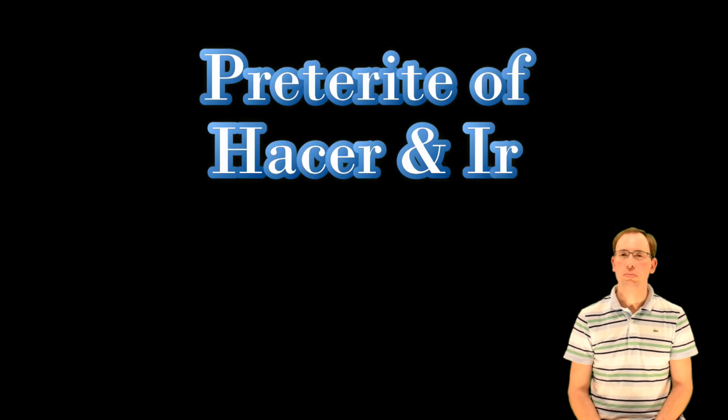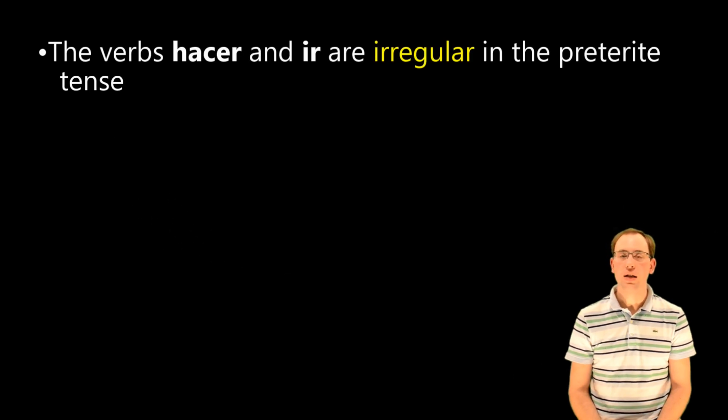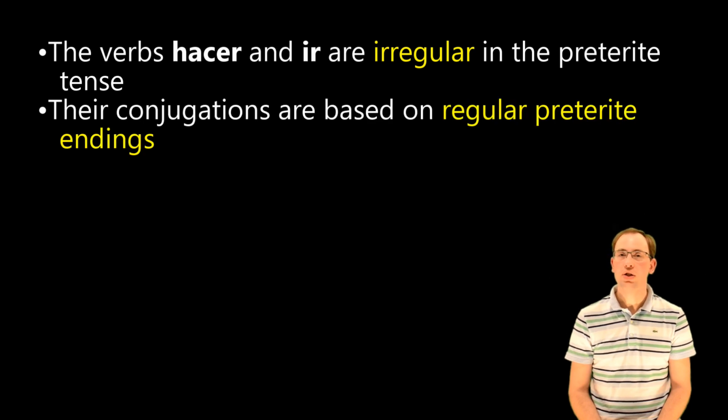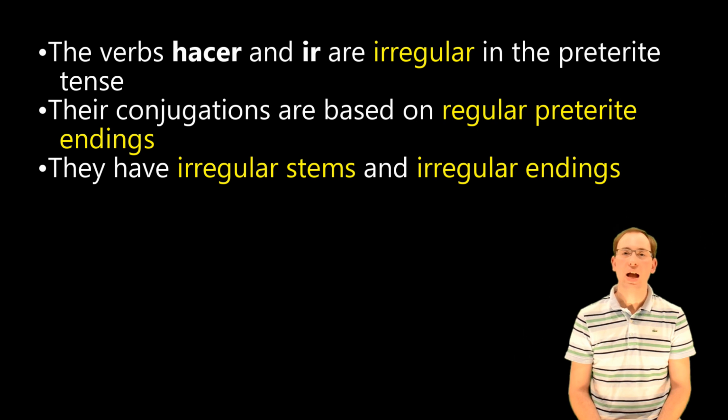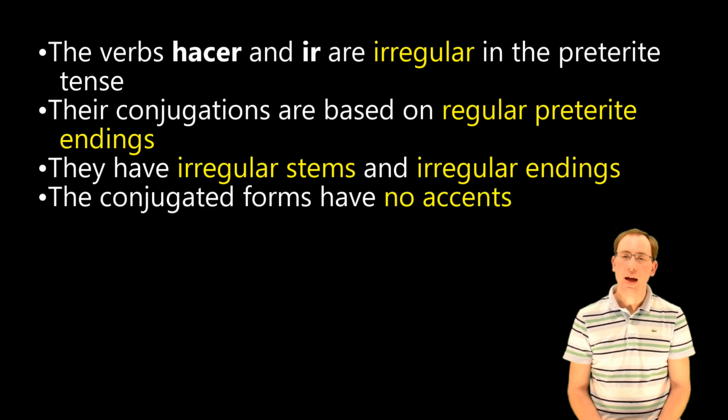Two of the most useful verbs in Spanish are hacer and ir, and they're both irregular in the preterite tense. So today, let's go over the preterite of hacer and ir, el pretérito de hacer e ir. Now, while the verbs hacer and ir are irregular in the preterite tense, we're going to see some familiar patterns because their conjugations are based on the regular preterite endings. However, both of these verbs do have irregular stems and irregular endings in the preterite tense. Additionally, the conjugated forms of these verbs have no accents.